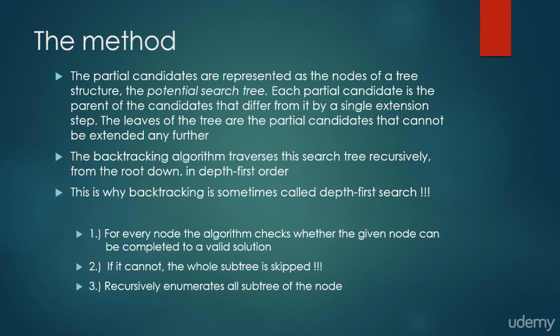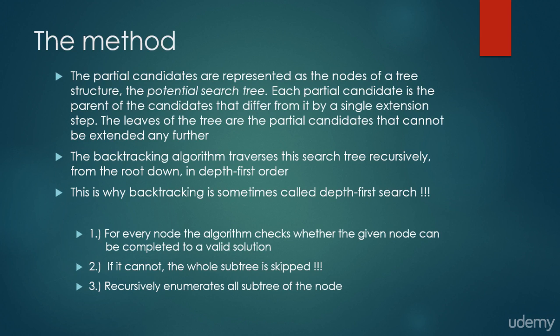Let me tell a few words about the method itself. The partial candidates are represented as the nodes of a tree structure, the so-called potential search tree, and each partial candidate is the parent of the candidates that differ from it by a single extension step. The leaves of the tree are the partial candidates that cannot be extended any further, and the backtracking algorithm traverses this search tree recursively from the root down in depth first order.